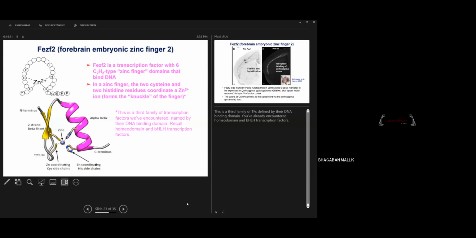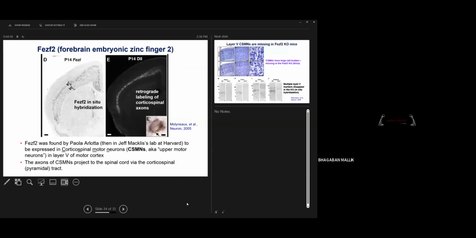Before that, I talked about the bHLH, the basic helix-loop-helix transcription factor, and the homeodomain transcription factor. So this is the 3rd type of transcription factor we are going to deal with, and how the expression of this FEZF2 transcription factor actually regulates development of layer 5. As I mentioned, this is called forebrain embryonic zinc finger 2 transcription factor, mostly expressed in the layer 5. This is an RNA in situ hybridization showing that it is mostly in the layer 5.